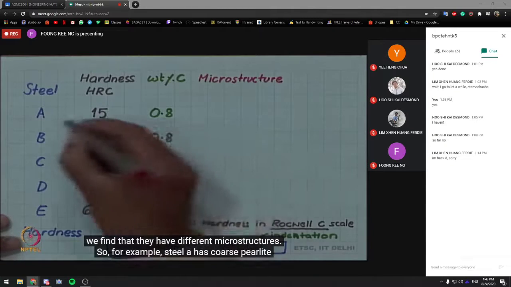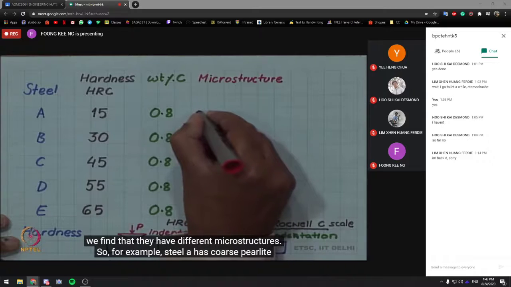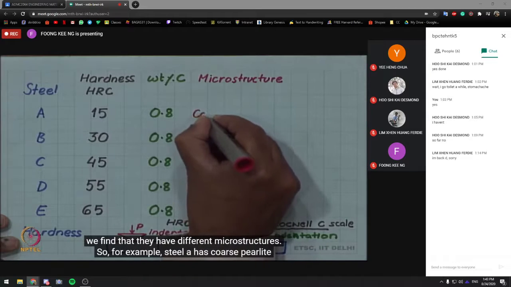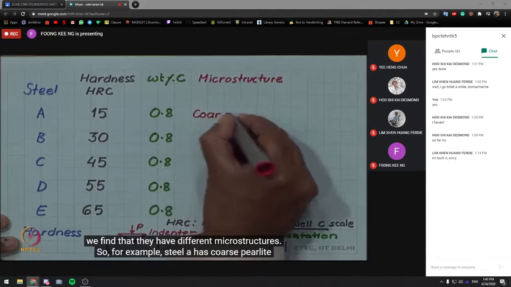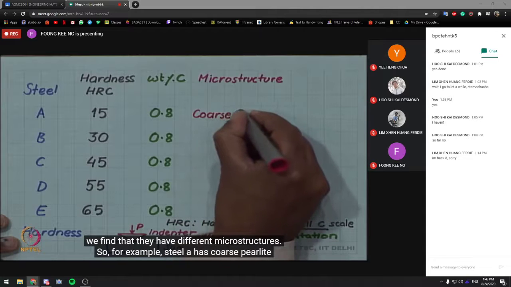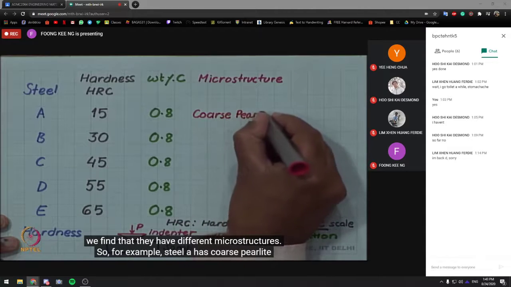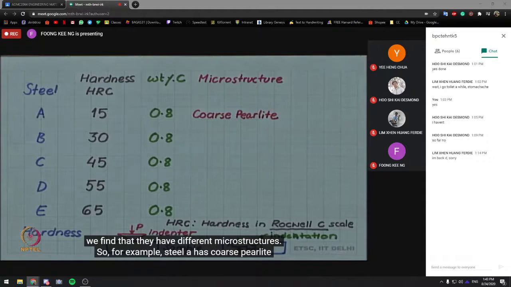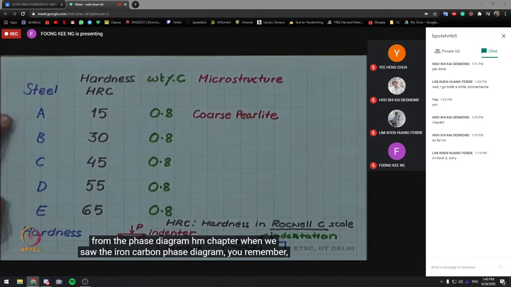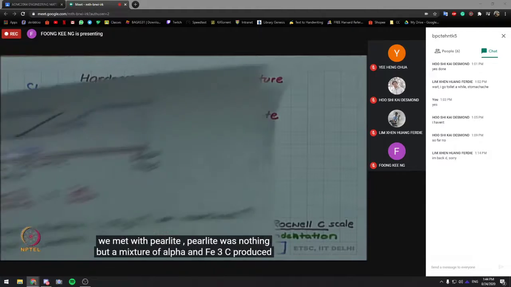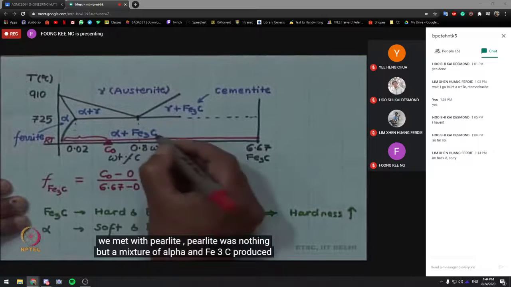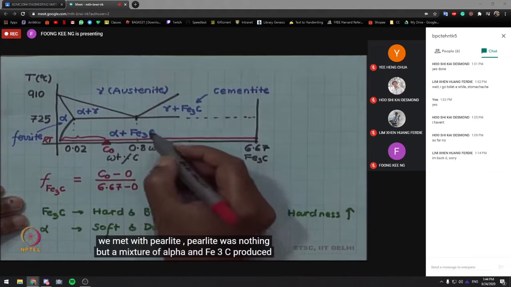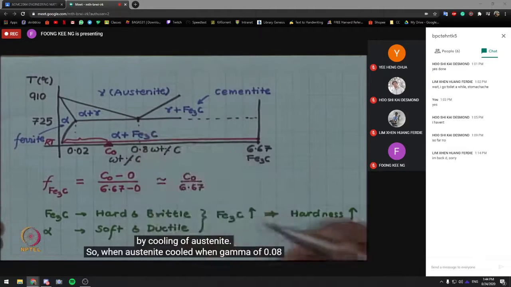Microstructures. So, for example, steel A has coarse pearlite. From the phase diagram chapter, when we saw the iron carbon phase diagram, you remember we met with pearlite. Pearlite was nothing but a mixture of alpha and Fe3C produced by cooling of austenite.